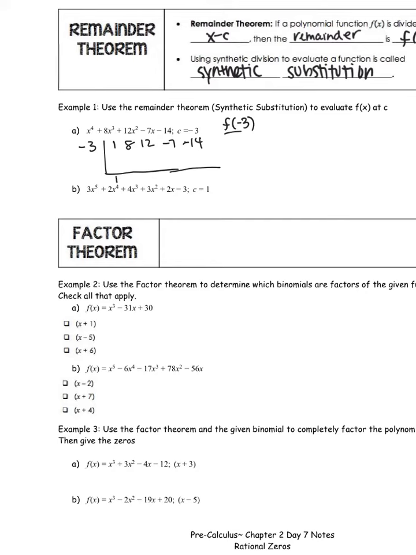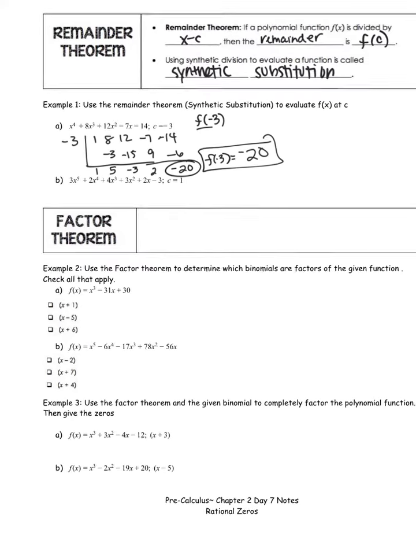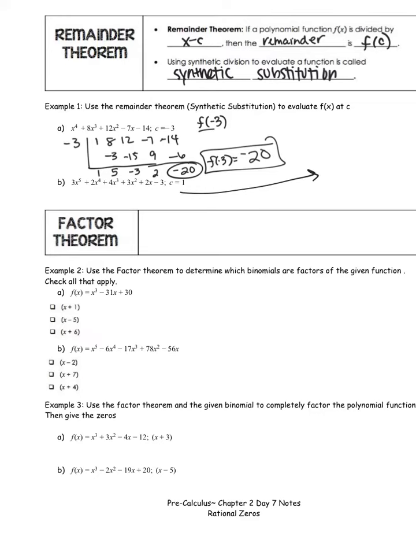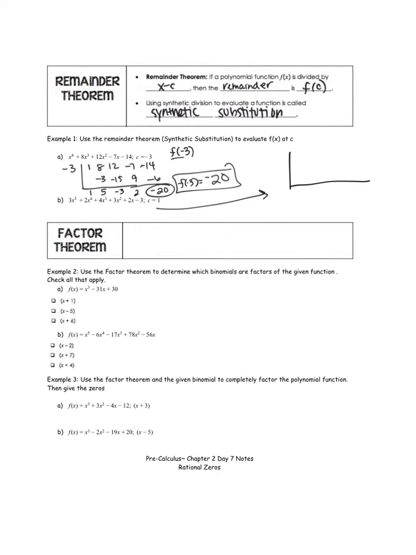So I bring down my 1, negative 3, 5, negative 15, negative 3, 9, 2, negative 6, negative 20. Here my answer is the remainder. And you always check your answer by plugging it in. Alright, B, sorry, I don't feel like I gave you guys enough room for that one. So 1, 3, 2, 4, 3, 2, negative 3. So 3, 5, 9, 12, 14, and that's going to be 11. So that means f of 1 equals 11. Okay?